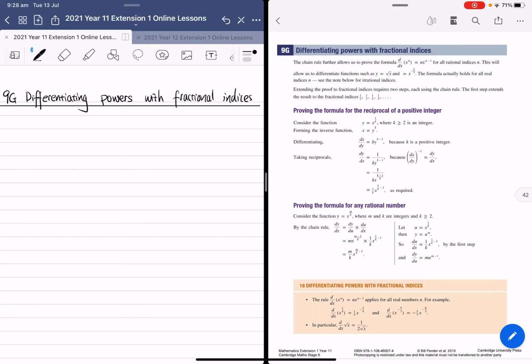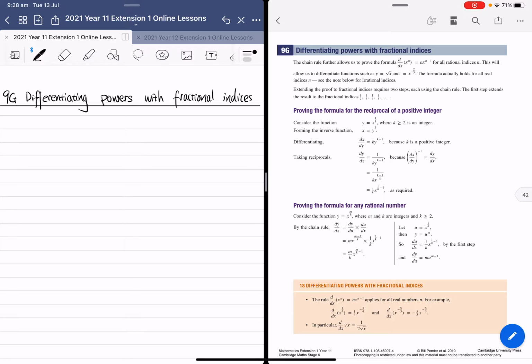Okay, today's lesson we're going to do exercise 9G, differentiating powers with fractional indices. From the previous lessons, we did differentiating powers with negative indices. For fractional indices, the formula is still the same. You still drag the power to the front and then minus the power by 1. There's no difference between the formula.